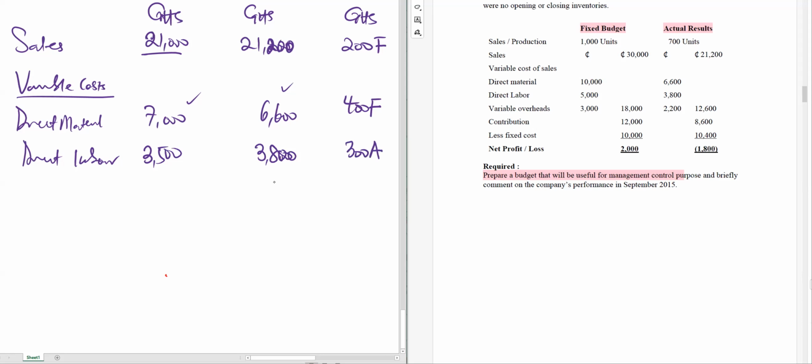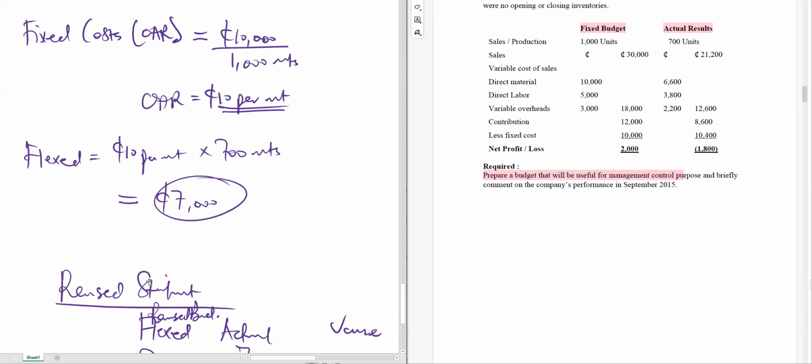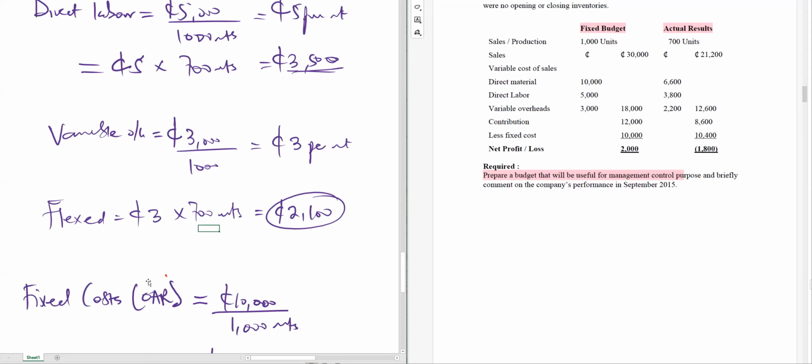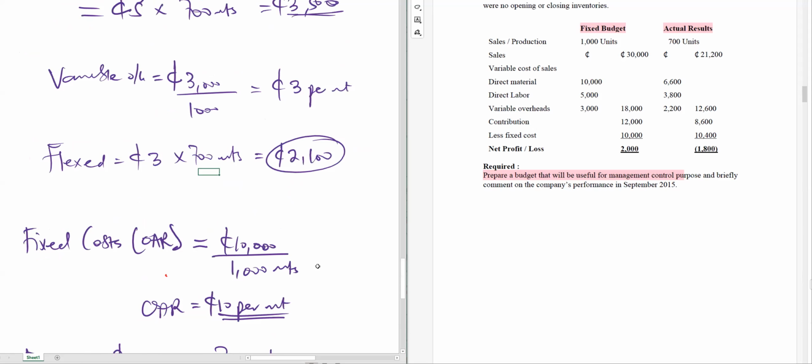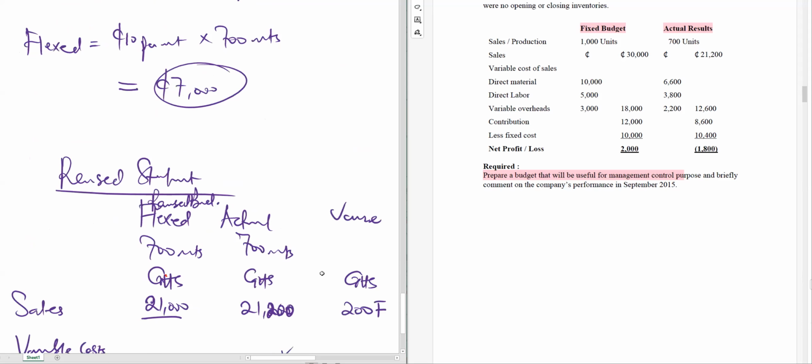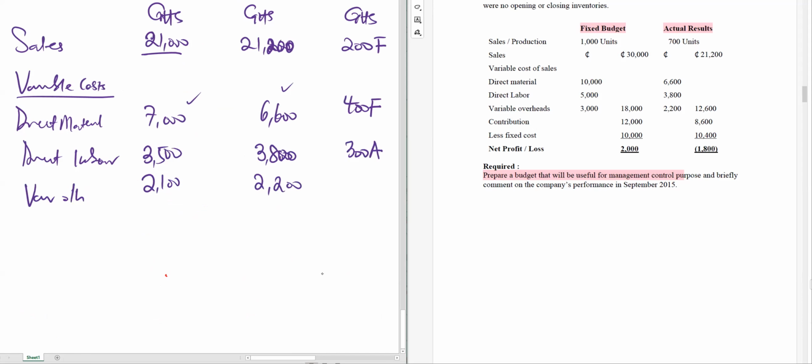You get the idea. Variable overhead. For variable overhead, we spend 1 cedi per unit, right? So we planned 1, but we ended up spending 2. So we lost 100, right? Because we spent more than we anticipated.